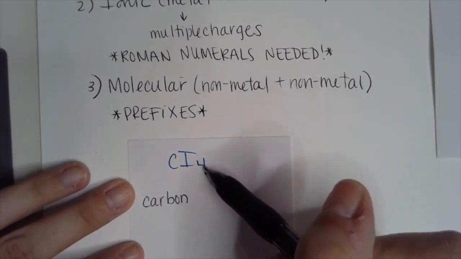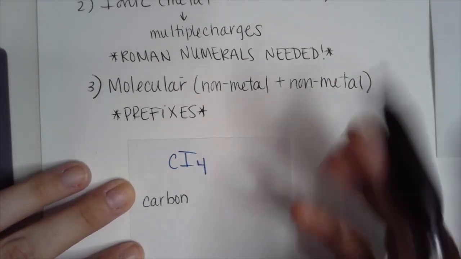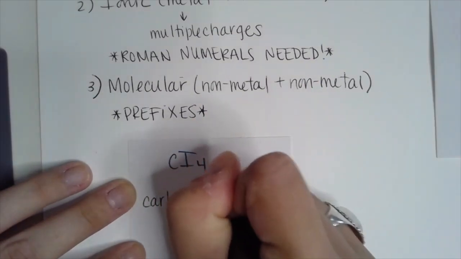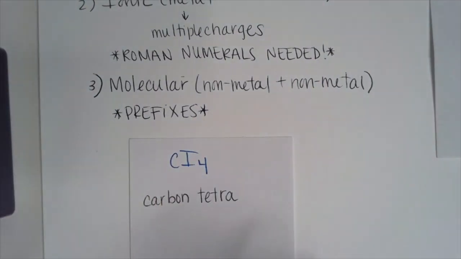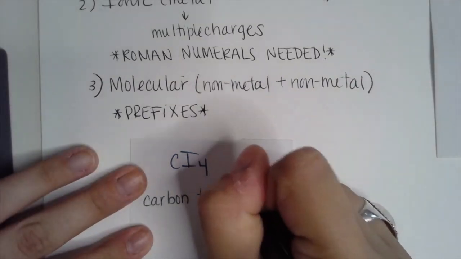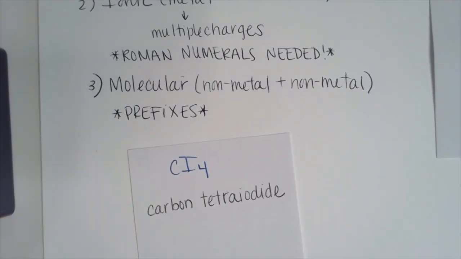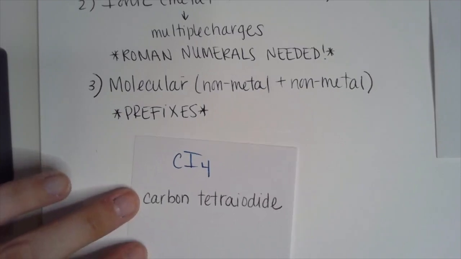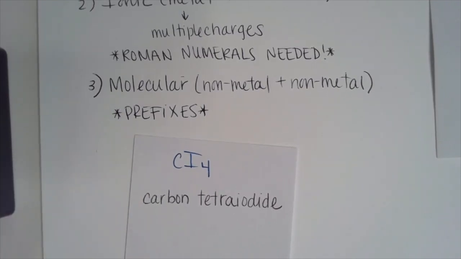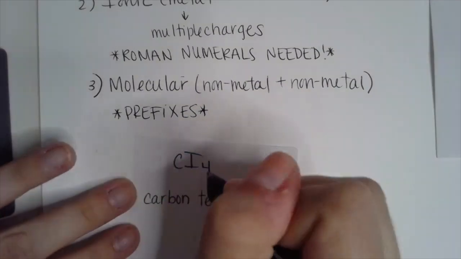And I have 4 iodines. So the prefix for 4 is tetra. And then, just like I would before, I would change the name of the ending to end with IDE. So the name of this compound is carbon tetraiodide. Carbon tetraiodide. No switching of charges. You don't have to do any of that.